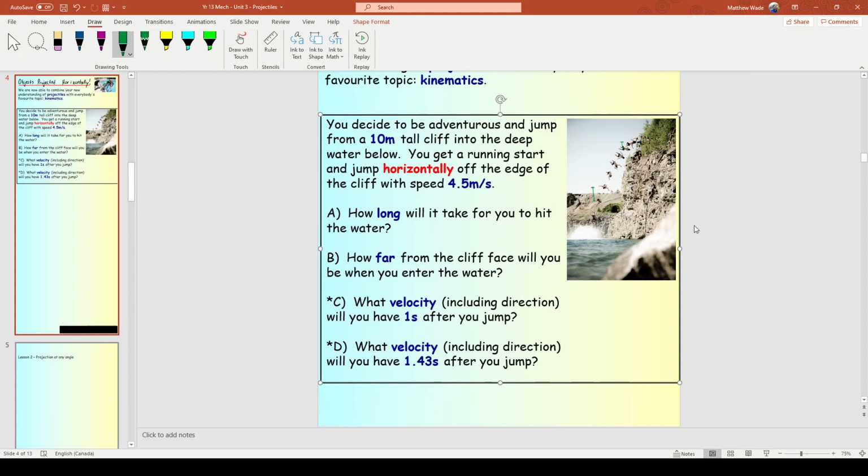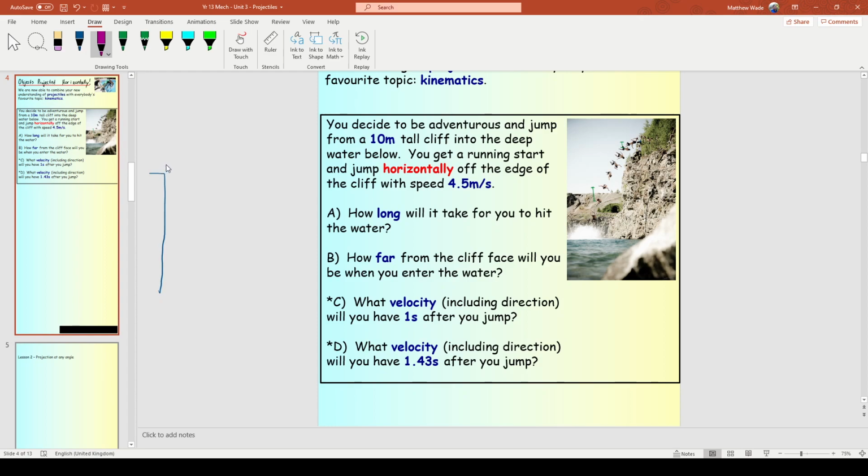Right. For part A, it says, how long will it take you to hit the water? Okay. What should you do, buddies? Well, I would say a question like this probably should have a picture. So let's draw a bit of a picture. Here we go. It's just a cliff. Okay?